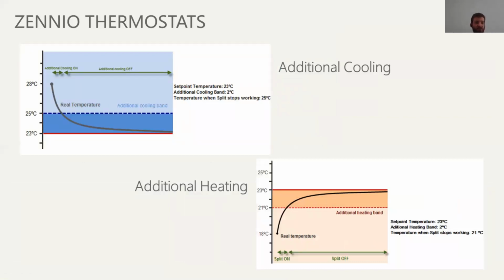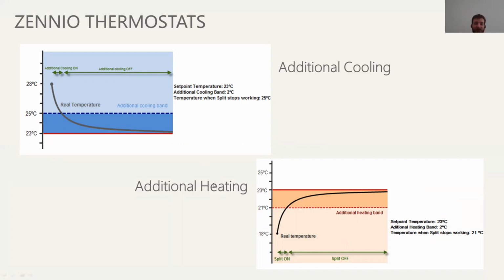Now, I introduced just before the additional cooling and heating. This is to be treated as a completely independent thermostat inside the thermostat. So if you define one system, say underfloor heating, as the main system, and then AC as the second system, and you are heating, you define a band or an offset to start the second system, to start the additional heating in that case.